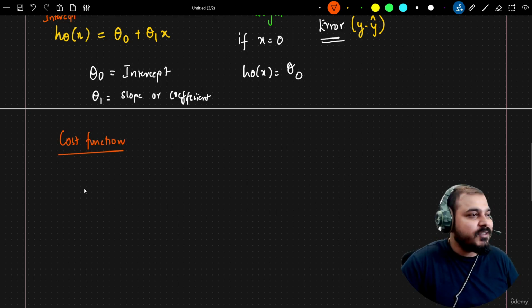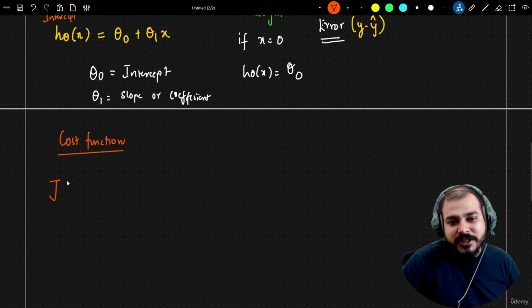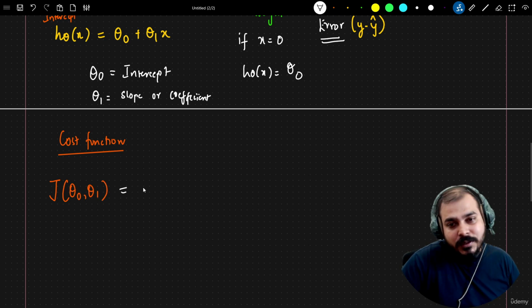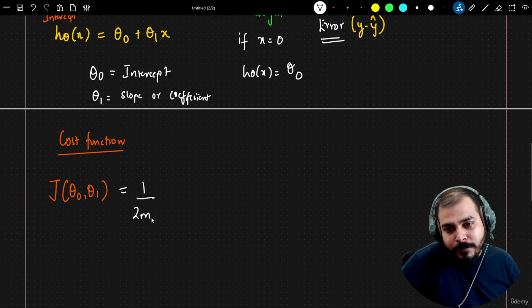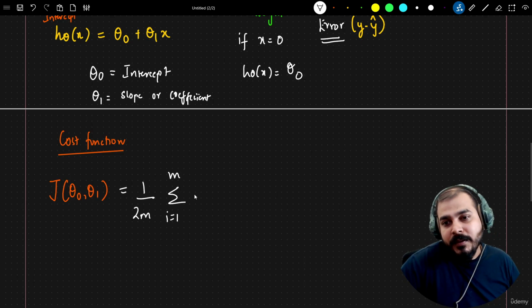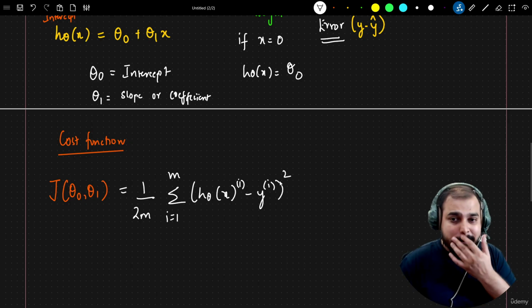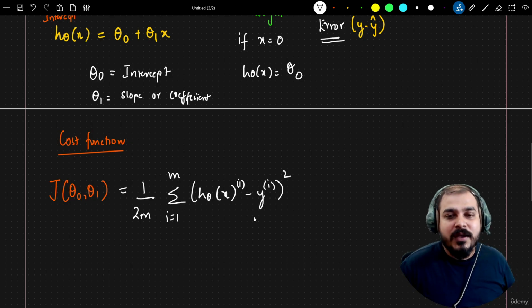Here I'm just going to mention this specific cost function, which is given by this notation. J(theta 0, theta 1) is nothing but 1 by 2m summation of i equal to 1 to m, (h theta of x of i minus y of i) whole square. Now, what is h theta of x of i minus y of i whole square?